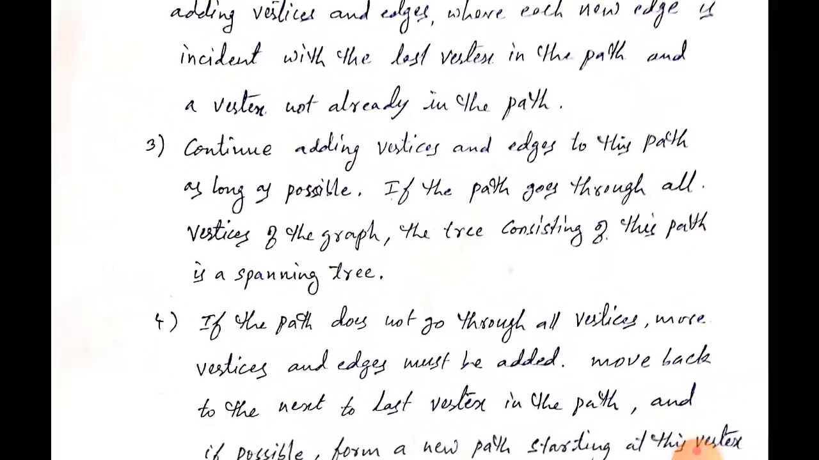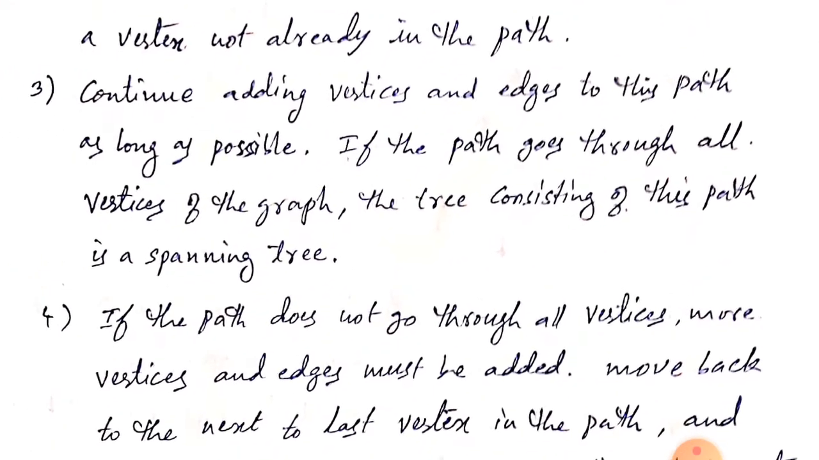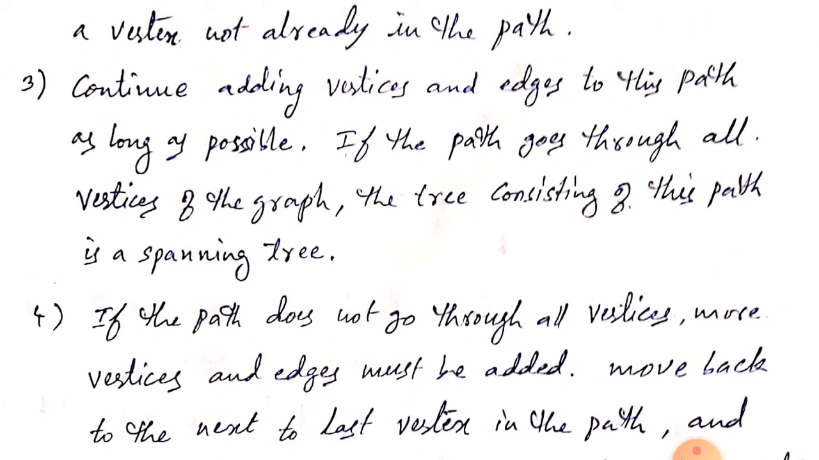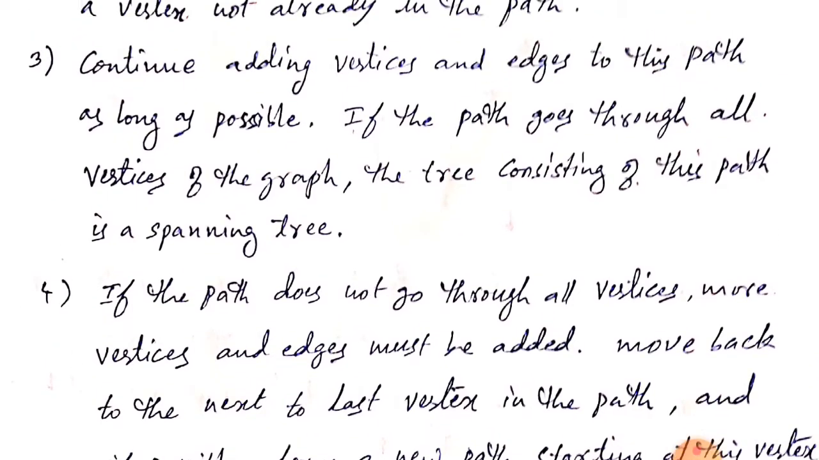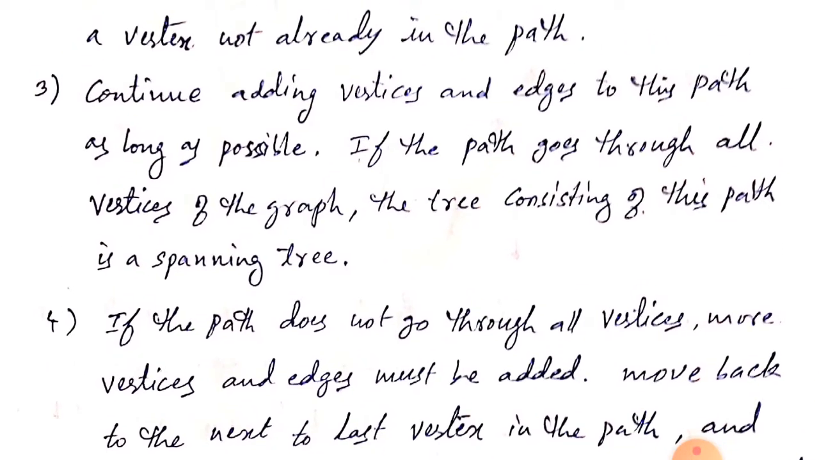Then after that, third step, we'll continue adding vertices and edges to this path as long as possible. If the path goes through all vertices of the graph, the tree consisting of this path is a spanning tree. Now observe in this step, if all the vertices are there, then we will get a spanning tree.